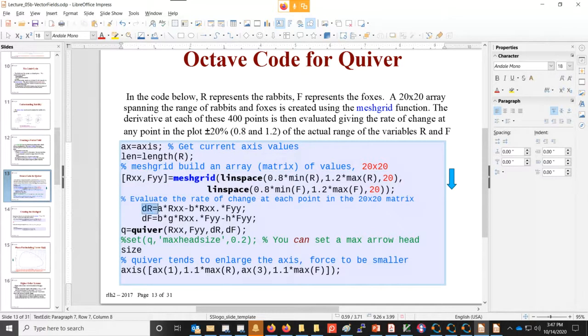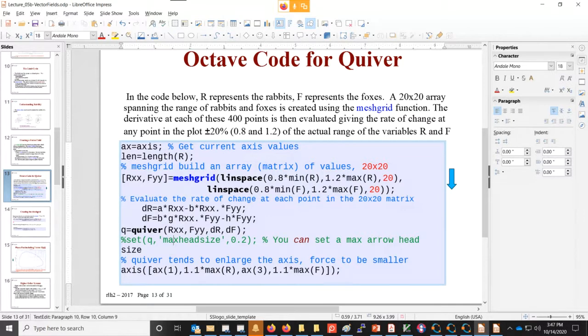So you get the change in the amount of rabbits, and you get the change in the amount of foxes. And so at these points, you plot the change in rabbits versus the change in foxes using what's called the quiver function, which draws the arrows. Okay. And one thing when you do this, sometimes you've got to tweak it a little bit to get a nice graph.